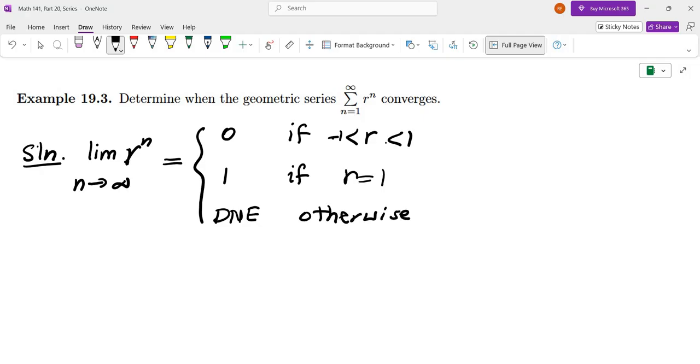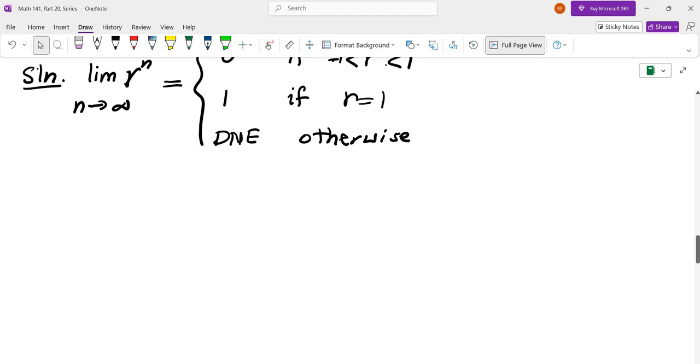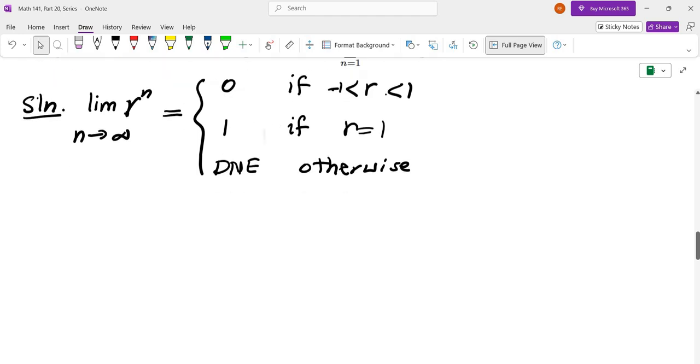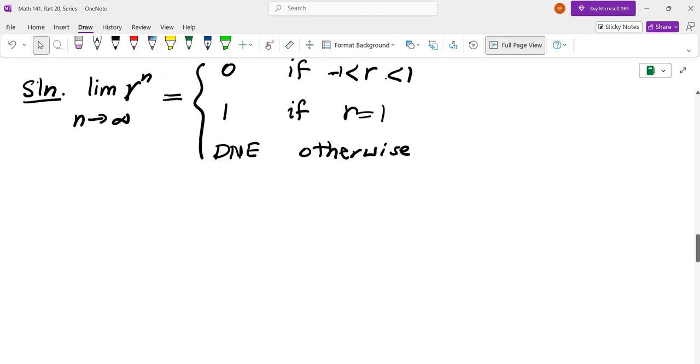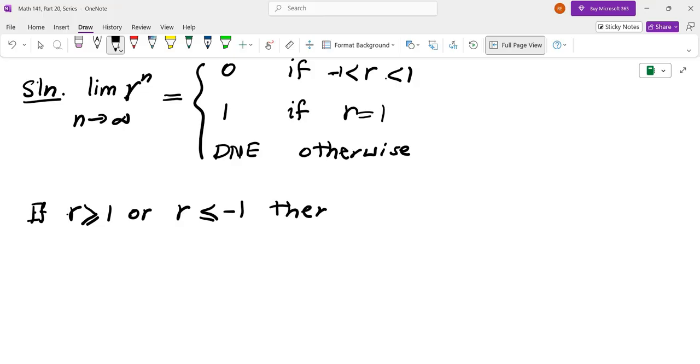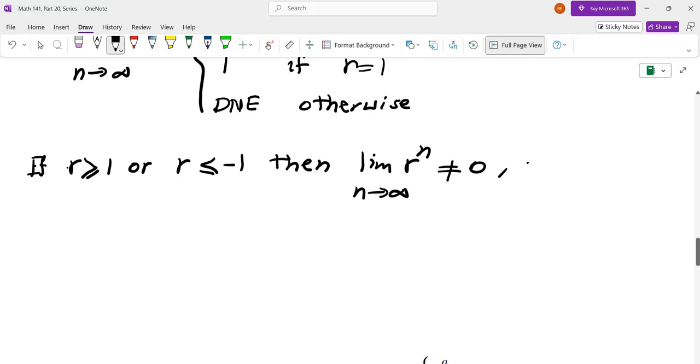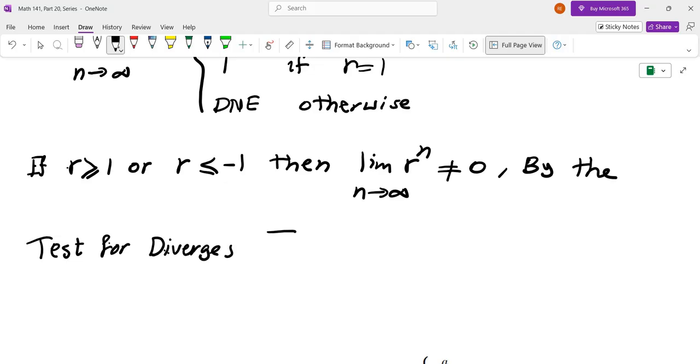So by the test for divergence, in the second and third case, the series diverges because the limit is not 0. So if r is greater than or equal to 1 or r is less than or equal to -1, then the limit of r to the n is not 0. Either it is 1 or it doesn't exist. So by the test for divergence, the series diverges. The sum of r to the n diverges.